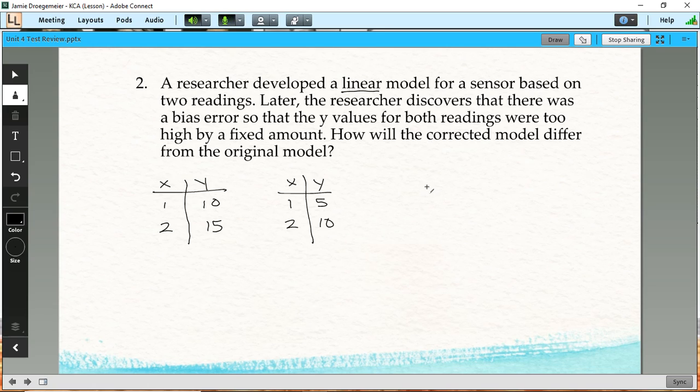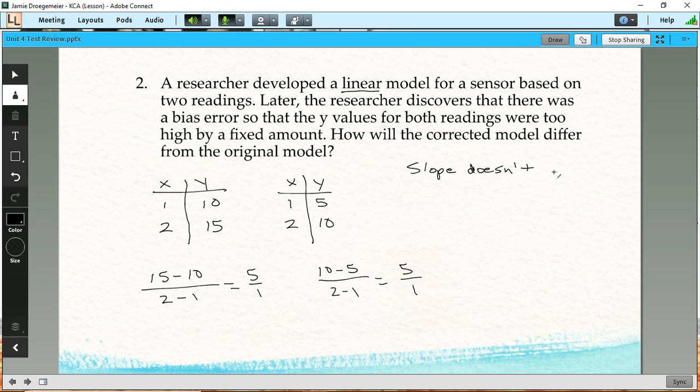So if we're thinking in terms of linear, a line has a slope and it has a y-intercept. Well, we could find our slopes here. So we talked about finding slope. We take the difference between the y values over the difference between the x values. And so that's a slope of 5 here. 15 minus 10 is 5. 2 minus 1 is 1. Do the same thing here. Difference between your y values, difference between your x values, still 5 over 1. So our slope isn't going to change with the corrected model.